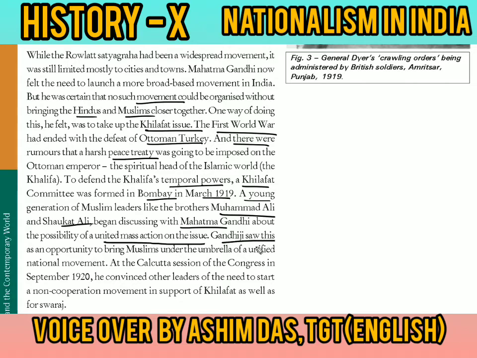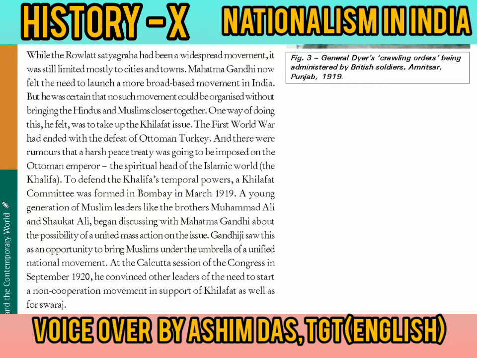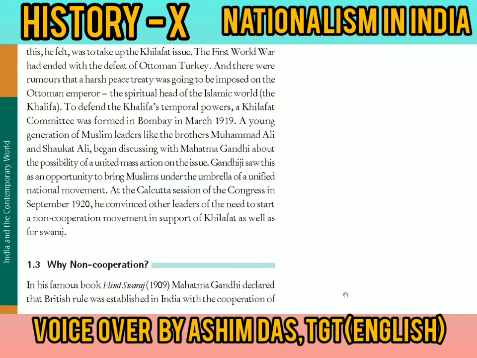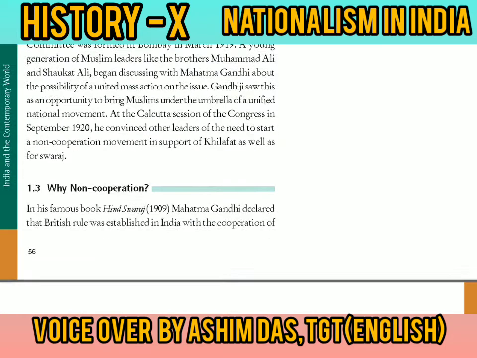A young generation of Muslim leaders like the brothers Muhammad Ali and Shaukat Ali began discussing with Mahatma Gandhi the possibility of a united mass action on this issue. Mahatma Gandhi saw this as an opportunity to bring the Muslims under the umbrella of a unified national movement. That is why at the Calcutta session of the Congress in September 1920, he convinced the other leaders that we should start a non-cooperation movement. This non-cooperation movement will be in support of the Khilafat as well as for Swaraj also. So he decided to bring the Muslims and the Hindus together under one umbrella.